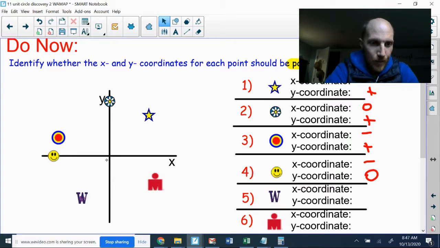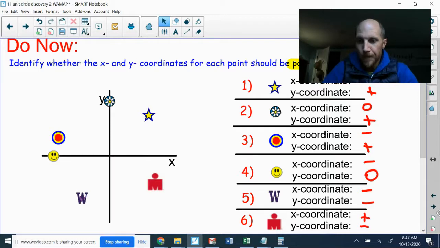That husky W, negative to go left, negative to go down, and my Iron Man symbol over here, positive on the x and negative on the y.